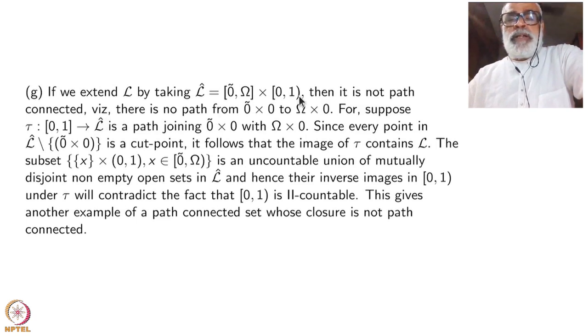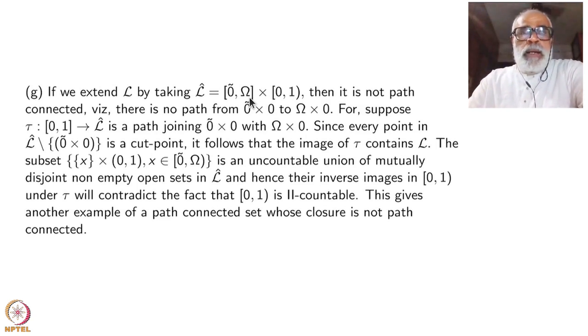Namely, there is no need to put one more line. You just allow omega tilde cross zero, this capital omega cross zero. Take L hat to be this L union this capital omega cross zero. Okay, one more point. Then the same lexicographic ordering and all that.